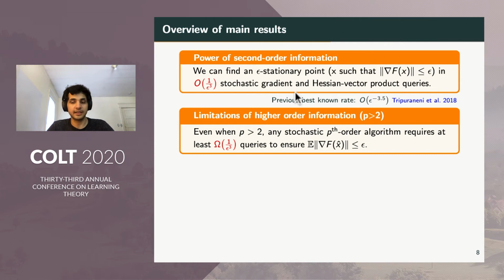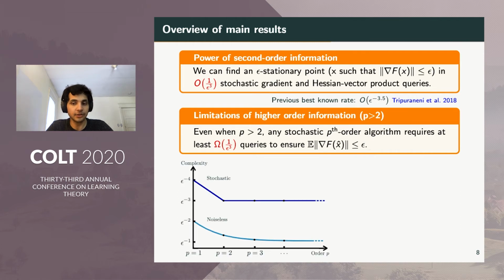On the lower bound side, we show that in the stochastic setting, no algorithm can beat the 1 by epsilon cube rate attained by second order methods, even when they are allowed to query higher order derivatives. This suggests a stark contrast between the stochastic and the deterministic optimization setting. In the deterministic or noiseless case, access to higher order information strictly improves the rate, but this is not true in the stochastic case.